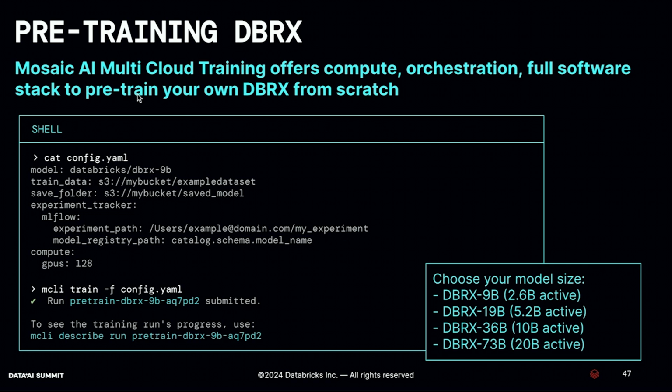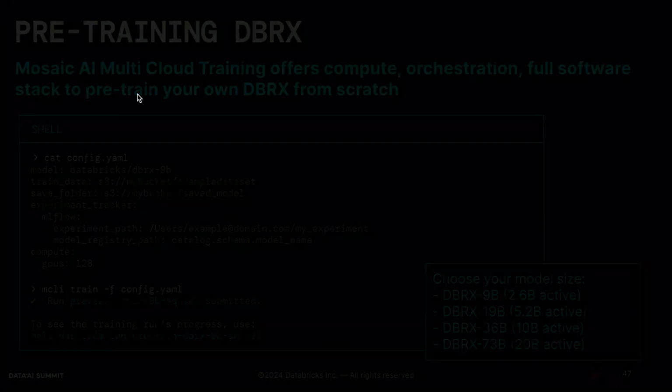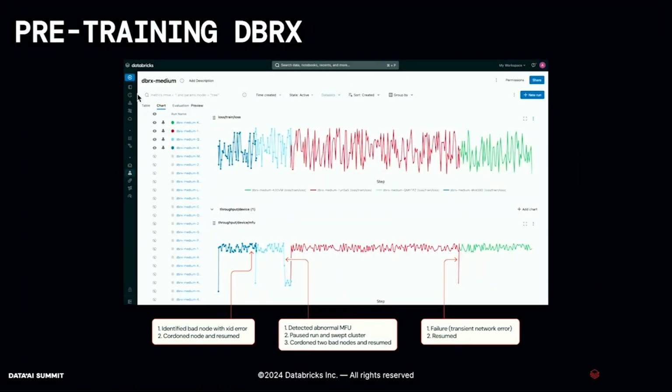I'm not going to demo this here because we don't have enough GPUs at the moment, but this is a real example from one of the DBRX trainings. You can see in MLflow this change in colors is actually when there were GPU failures, and the system handled them automatically without anyone even bothering about it.